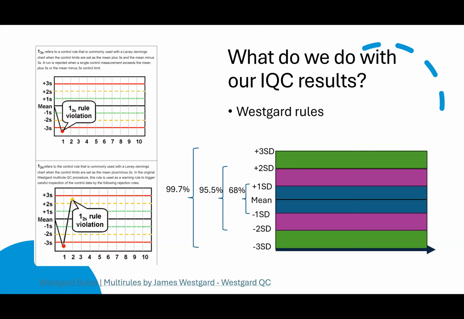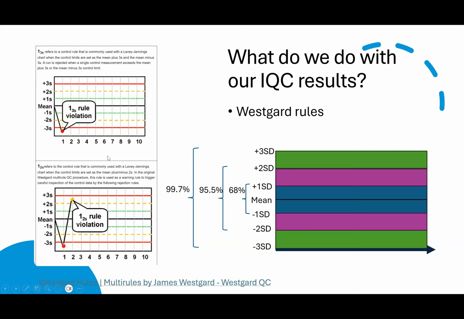And normally, this is what we call a rule violation, and we would probably reject that QC and say that it's out, because we know that this should only be happening 0.3% of the time. So normally, that shouldn't be happening.